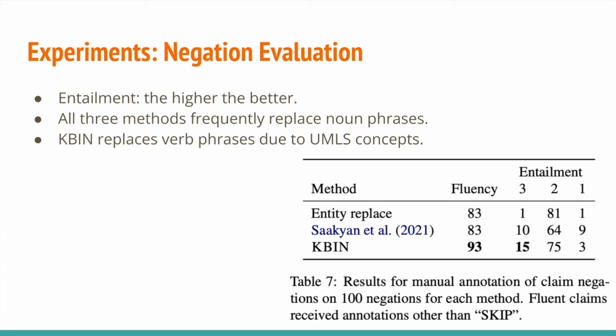As you can see in the table, KBIN is overall performing the best. It has higher fluency, and also the negation score is higher. However, from my perspective, there are still many examples that are kind of neutral entailment. For all three methods, the examples with a score of 2 have the most numbers.